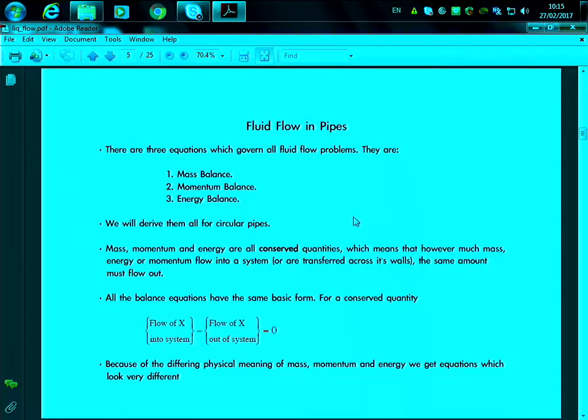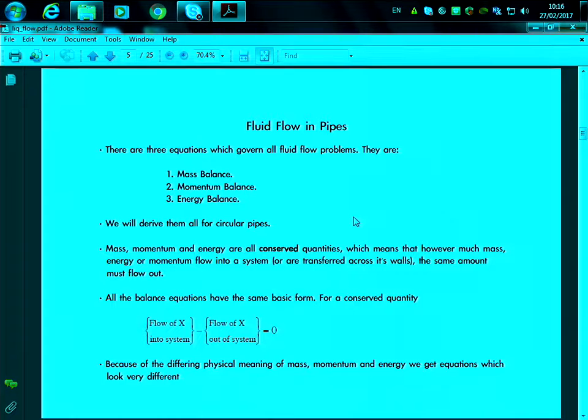Okay, so tell me, what is momentum? Who can tell me? What is momentum? Mass times acceleration. So mass times acceleration equals a force, okay? So momentum is a force.